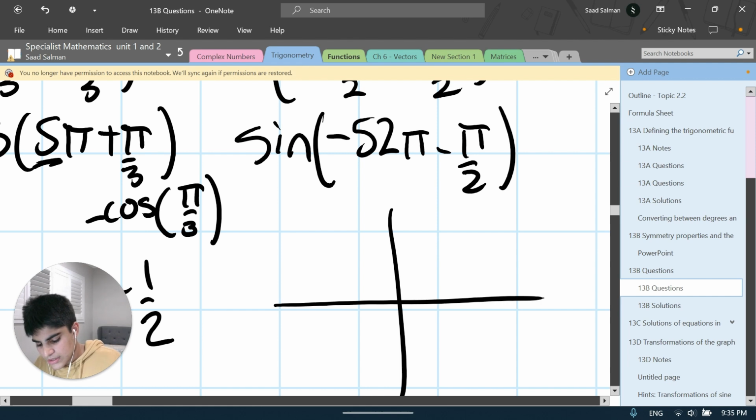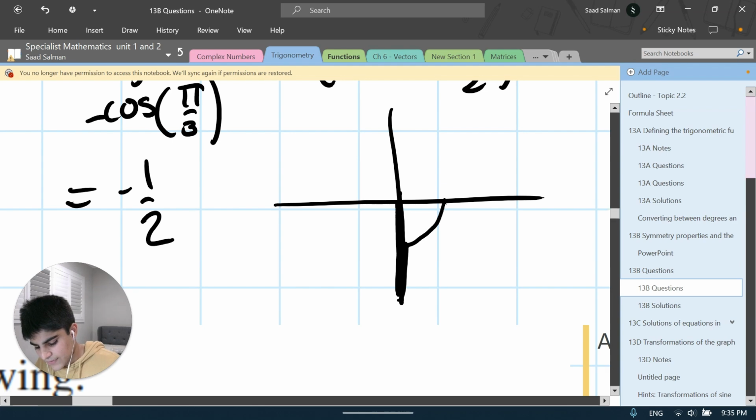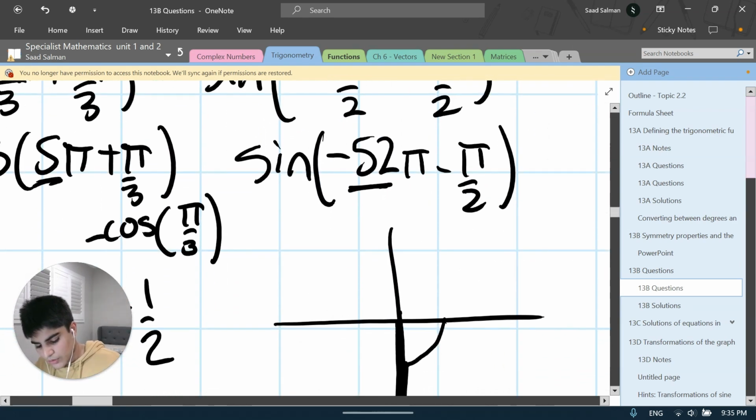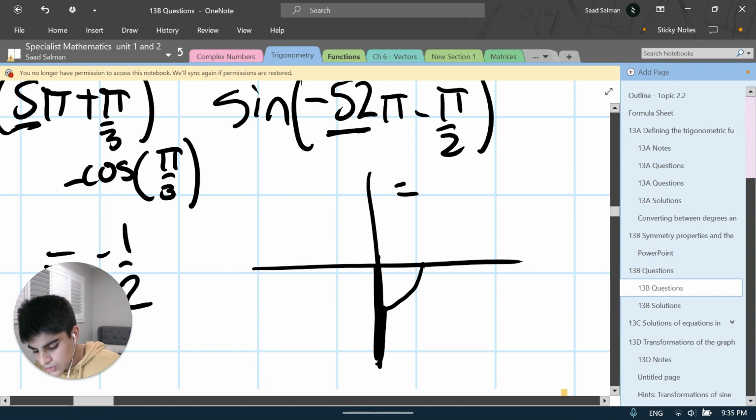Let's visualize this. This is a positive coefficient, so we're back here. We're moving in the negative direction, so we're going to have this value. This value here is the exact value of sine negative 105 pi divided by 2. At this point sine equals negative 1.